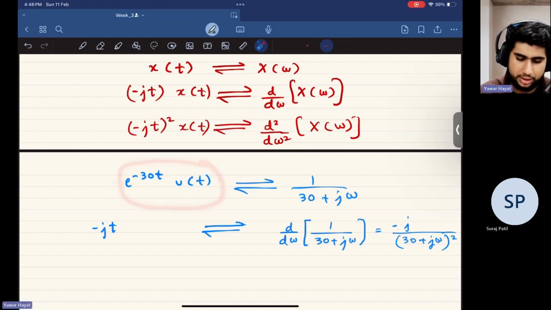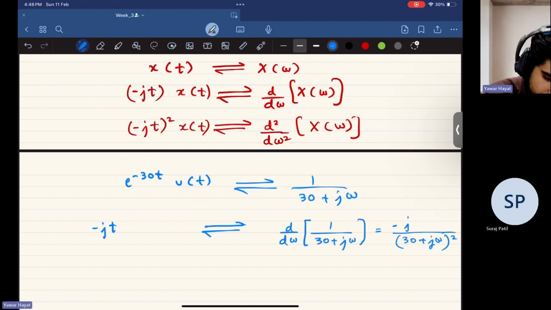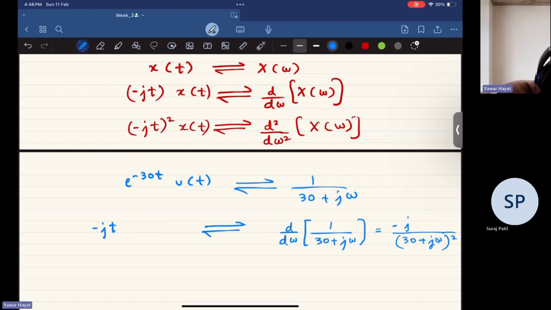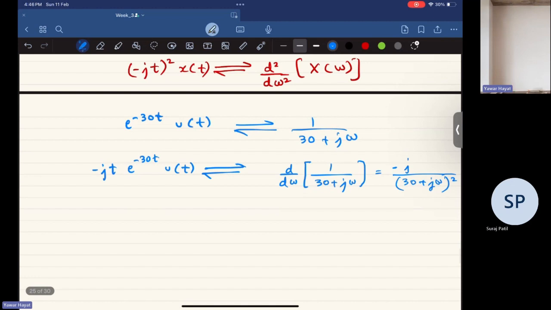X of t was this, right? And I'll substitute x of t here, similar to this one. So using that, I'll have this e to the power minus 30 t u of t. Now I'll do this process again. When I do that again, I would get the following.